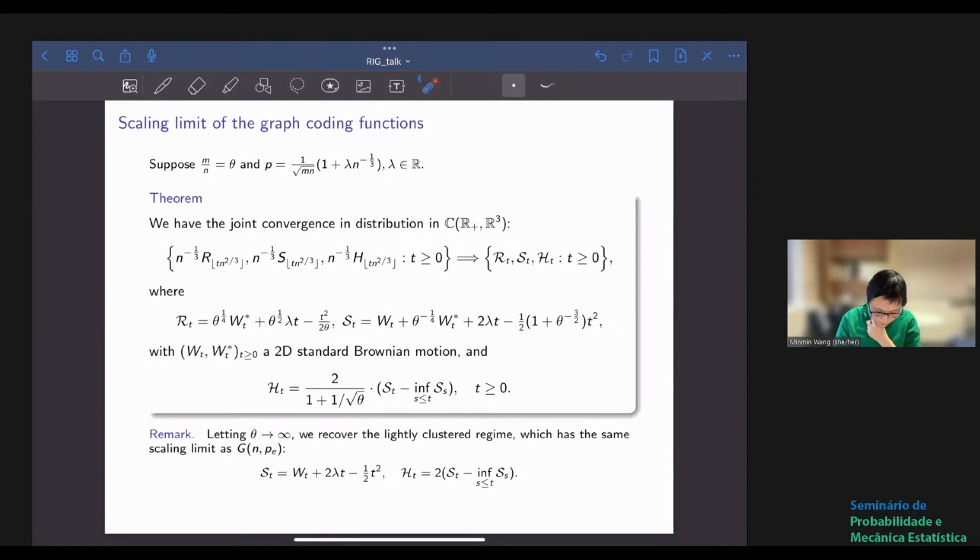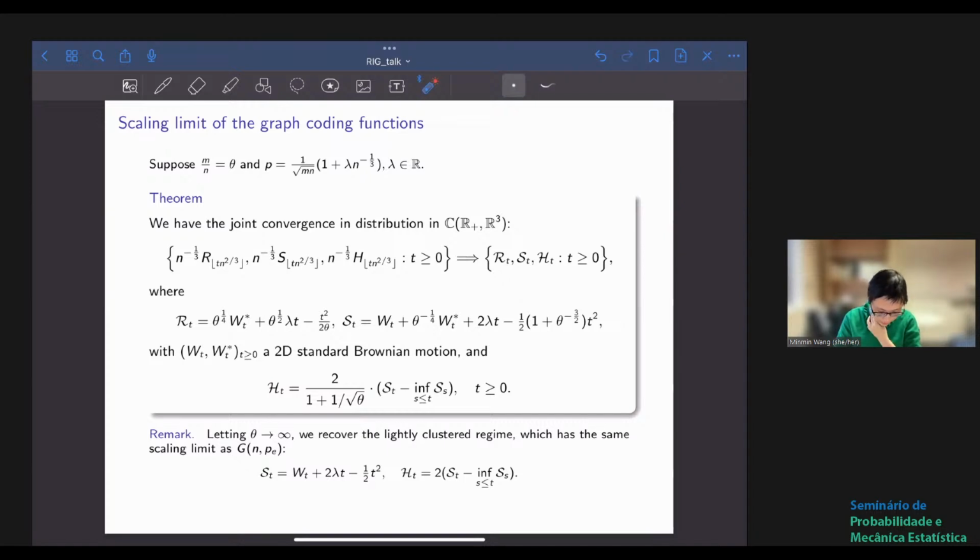And then from S you can define the limit height process. The limit height process is actually a very simple function of the process S. It's just a multiple of the process S reflected above its running infimum. So this only works in the limit case. In the discrete case, we don't have this relationship. So something magical happens while taking the limit.